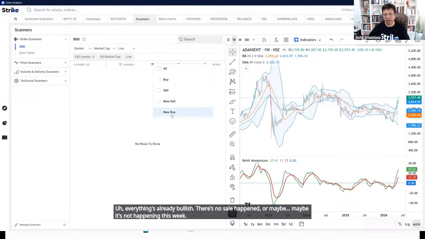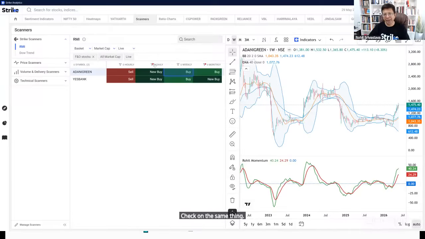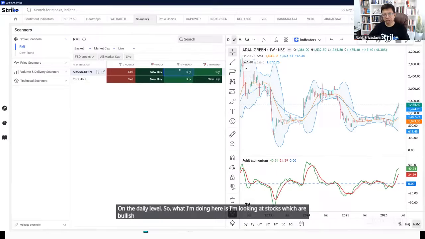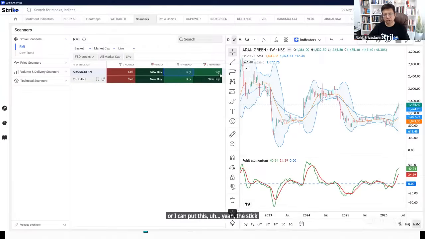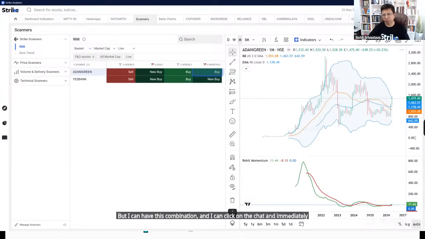Then I may say, let's try to check the same thing on the daily level. So what I'm doing here is I'm looking at stocks which are bullish on the monthly, and a new buy signal on the daily chart. Now there's a different combination altogether. Two wide time frames, but I can have this combination, and I can click on the chart and immediately look at it. What is Adani Green doing?